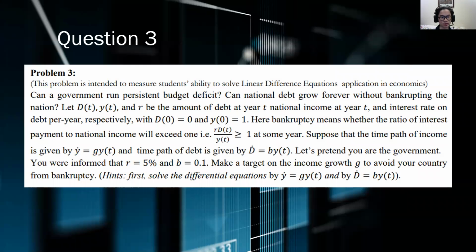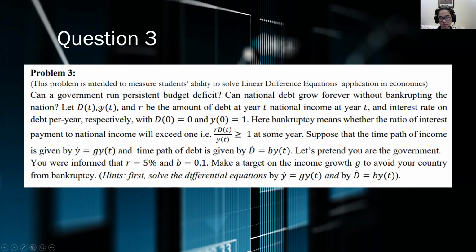Now, going on to the third question. Here we have a few equations. First of all, we're asked: can a government run a persistent budget deficit? Can a national debt grow forever without bankrupting the nation?